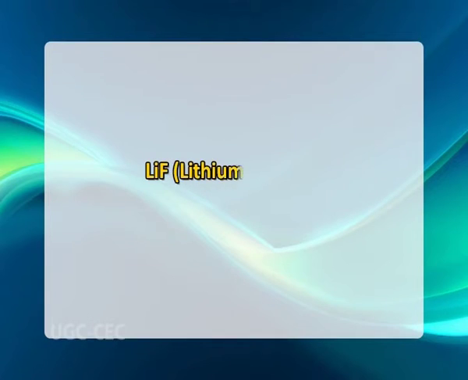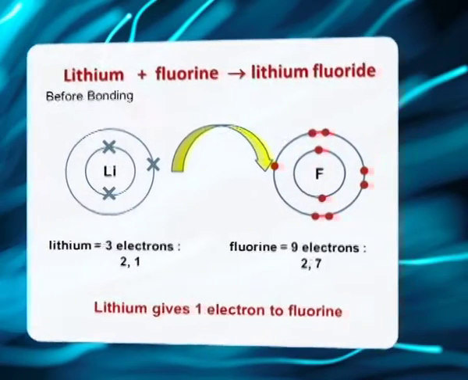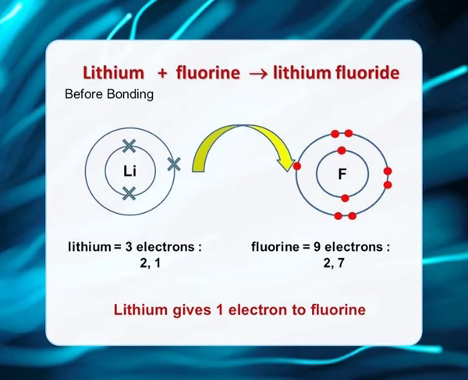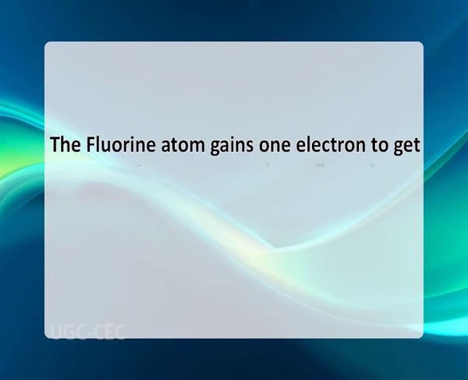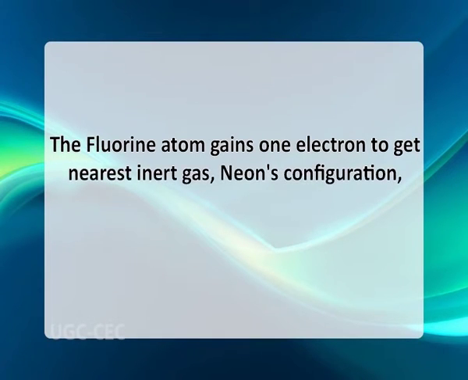Let us discuss the formation of ionic bond with reference to various ionic compounds. First of all, let us take the example of lithium fluoride, LiF. In the formation of lithium fluoride, the lithium atom loses one electron to get the nearest inert gas helium's configuration, that's 1s2, whereas the fluorine atom gains one electron to get the nearest inert gas neon's electronic configuration, that's 1s2, 2s2, 2p6.